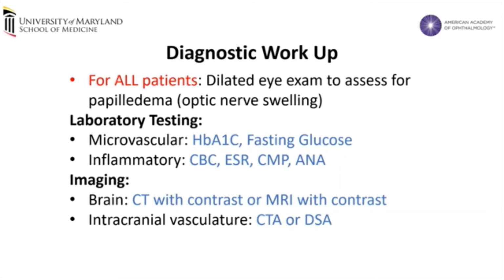Brain imaging using CT with contrast or MRI with contrast may be warranted to rule out the more serious causes of the defect, such as an aneurysm and malignancy. If an aneurysm is suspected, a follow-up CT angiography or digital subtraction angiography is needed to view the intracranial vasculature. This is especially important in non-pupil-sparing palsies.